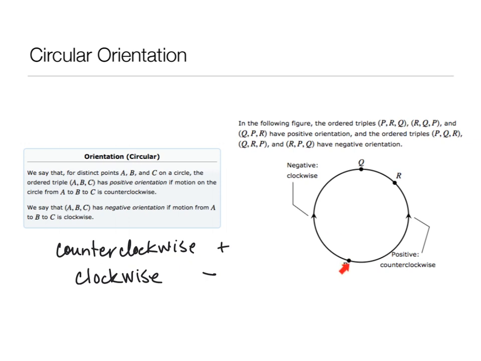So let's take a look at this ordered triple over here on the right. PRQ. I'm moving the opposite way the hands of a clock move, so that is a positive circular orientation. This one is positive. If, on the other hand, I look at PQR, notice it's going the same direction as the hands on a clock, so that would be negative, which seems a little counterintuitive. So counterclockwise is your positive, clockwise is your negative.